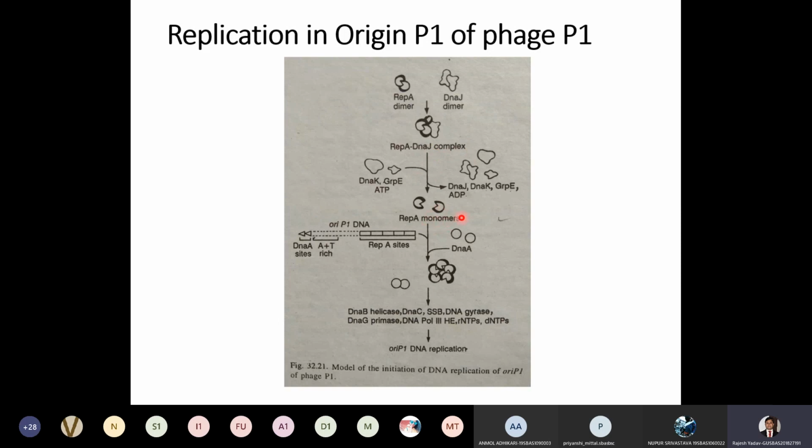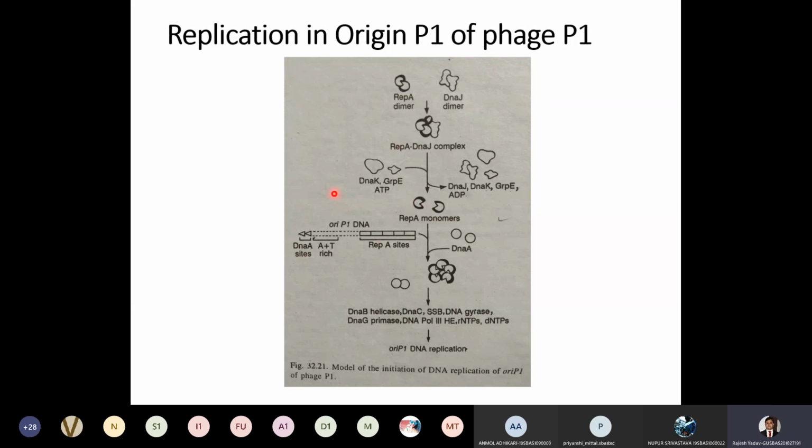Now I don't know why this process happens, because maybe the RAP-A dimer can also come and directly bind with the DNA. But this is the known process, so that's why I'm telling about it: first RAP-A and DNA J dimer form a complex, then DNA K, GRPE protein will combine, and this protein will be removed, and the remaining is a RAP-A monomer. So maybe the purpose of converting the RAP-A dimer into the RAP-A monomer is that the RAP-A monomer is separated, then the RAP-A monomer comes and binds with the DNA.